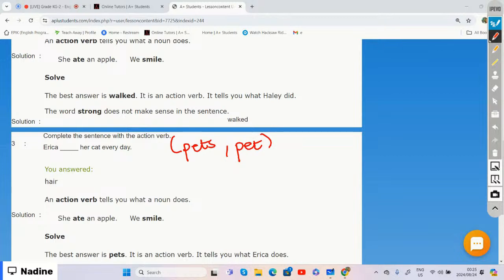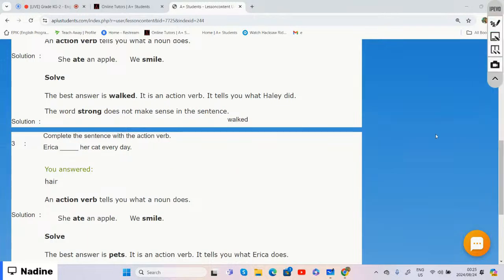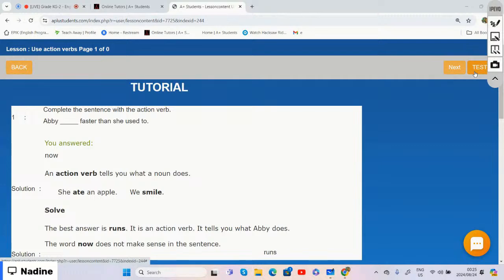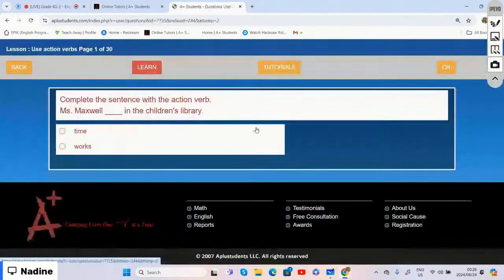And if we were to choose the correct one, we would say Erica pets her cat every day, because remember, we said that our verb ends with an S if one person does something. All right, so now we're going to our test, where we are going to complete the sentence with the action verb.